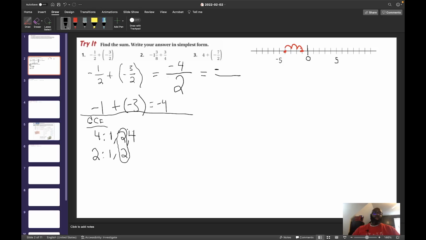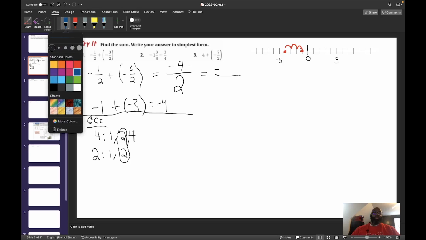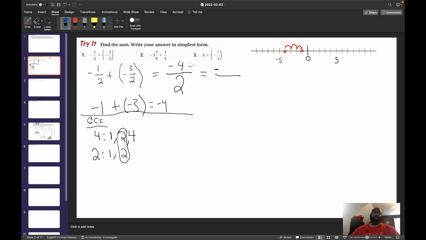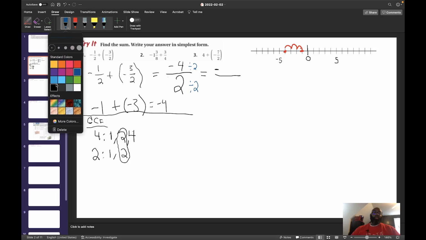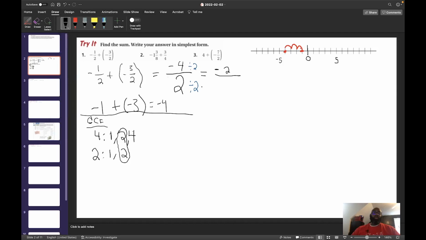Once you have found your greatest common factor, you're going to divide the numerator and the denominator by that greatest common factor in order to simplify it. So negative 4 divided by 2 is negative 2. 2 divided by 2 is just 1. And the answer there is negative 2. All right, so that's everything for number 1.